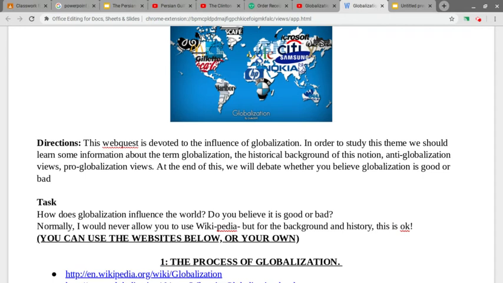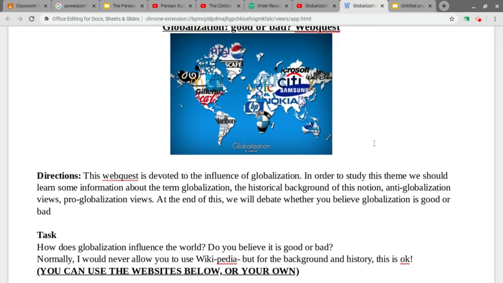I like this map up here. It's showing all these multinational brands, how they each have their stamp on a part of the world.